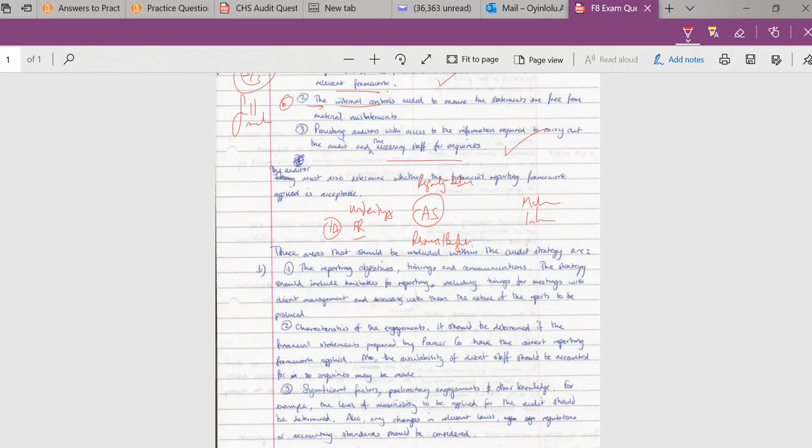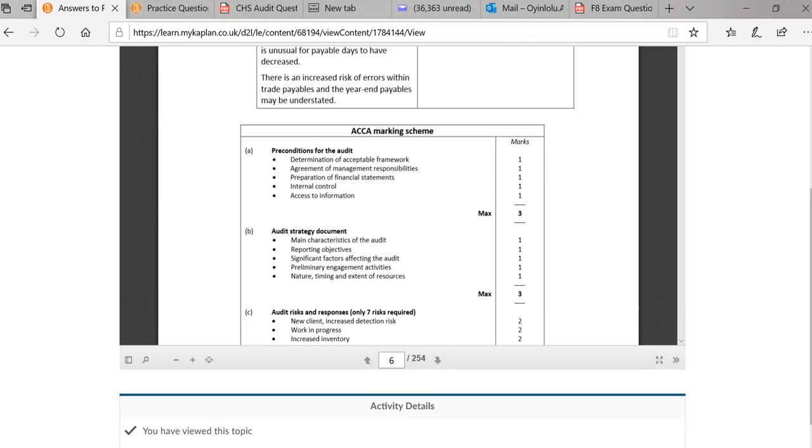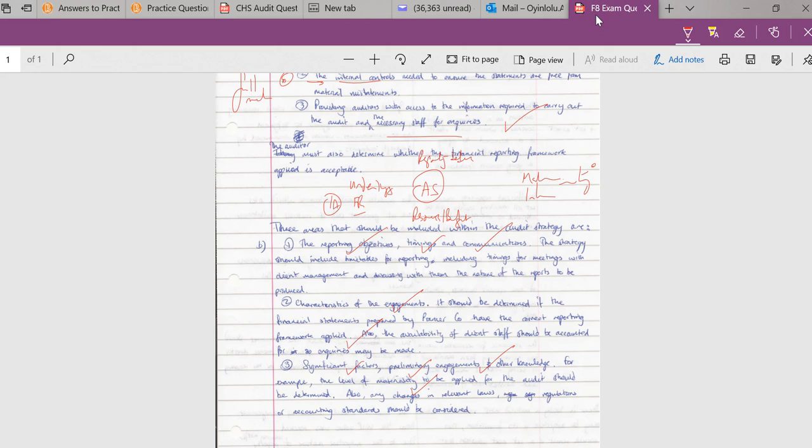Okay, great. Like you say, reporting objectives, timing, communication, characteristics of the engagement. Yes, we have a framework. And all other knowledge, yes, you have here significant factors, preliminary engagement. It's all very much a knowledge question, level of materiality. Exactly. I think I mentioned materiality. Those are the big ones that you've highlighted. So again, very good. Let's see what they gave over here. So strategy as well, 3 marks. And I think that's really good. 3 out of 3. Good.